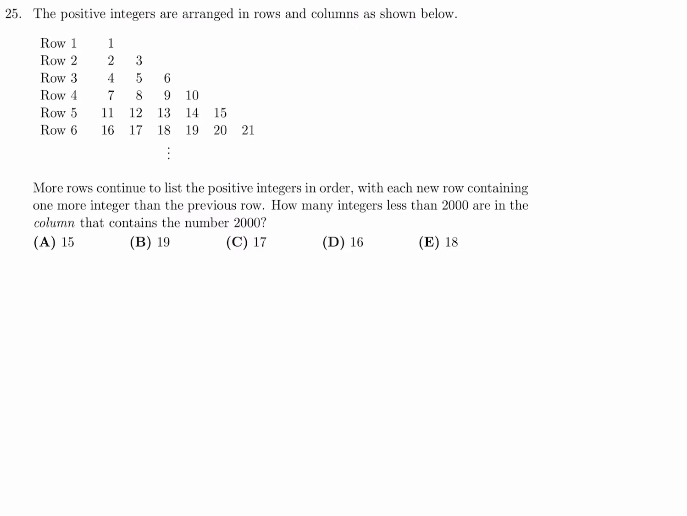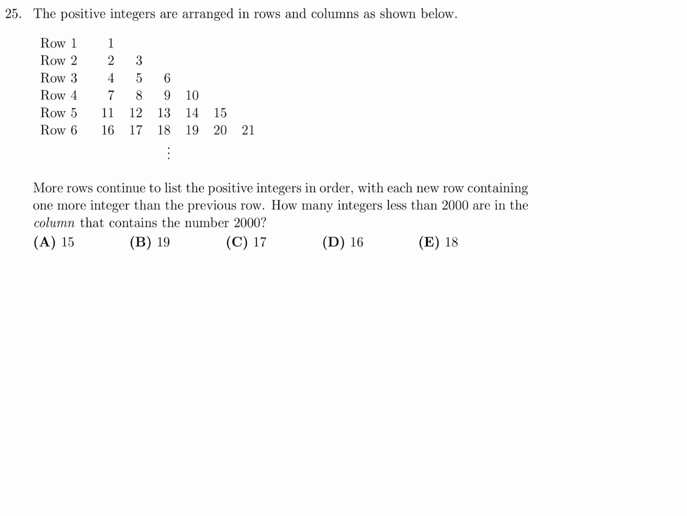The positive integers are arranged in rows and columns below. Row 1 is 1, row 2 is 2, 3, row 3 is 4, 5, 6, row 4 is 7, 8, 9, 10, row 5 is 11, 12, 13, 14, 15, row 6 is 16, 17, 18, 19, 20, 21. More rows continue to list the positive integers in order, with each new row containing one more integer than the previous row. How many integers less than 2,000 are there in the column that contains the number 2,000?